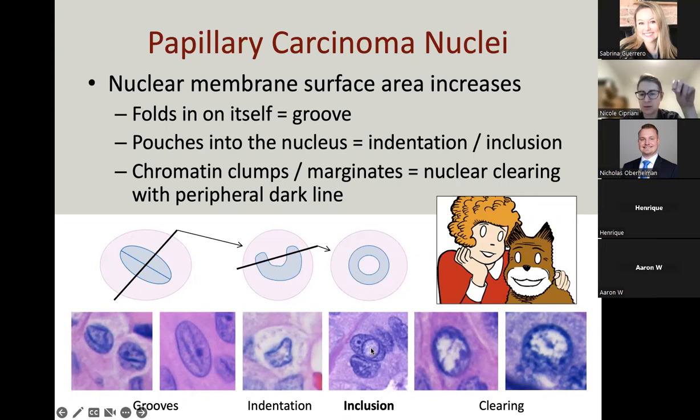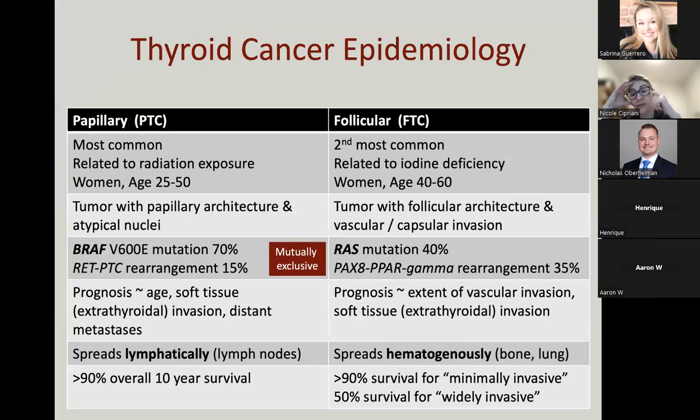So that's a pseudo-inclusion, which is different from the quote-unquote orphan Annie eyes or chromatin clearing. Orphan Annie eyes are where the nucleus is white because there's nothing in it, because the chromatin marginates to the periphery. And so the periphery becomes very dark and the center becomes very pale, right? So that's the difference between inclusions and orphan Annie eyes and why they are that way. And you can see those on the cytology smears, and that will aid in your diagnosis of papillary carcinoma.